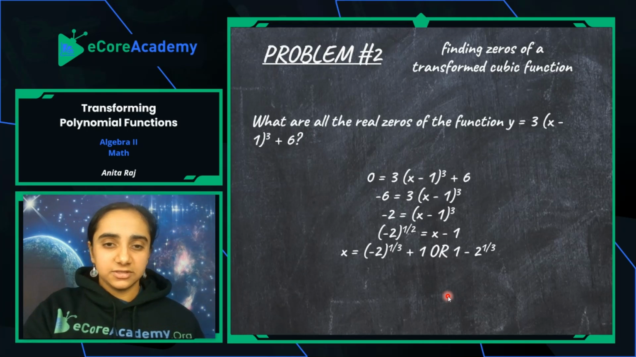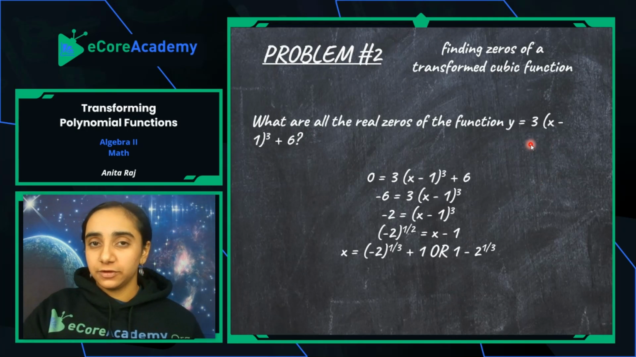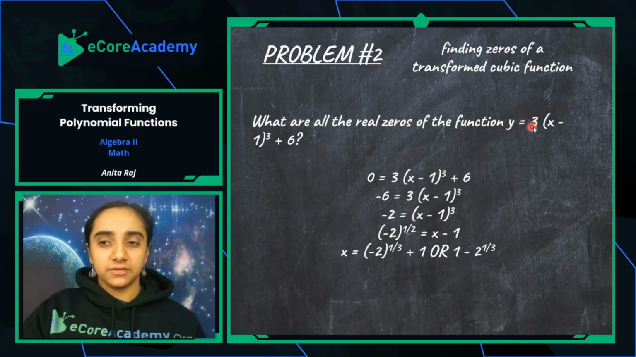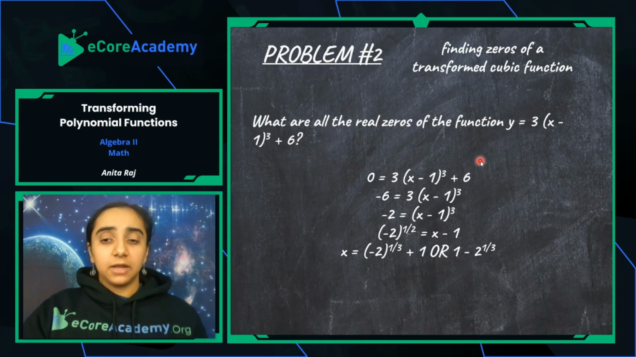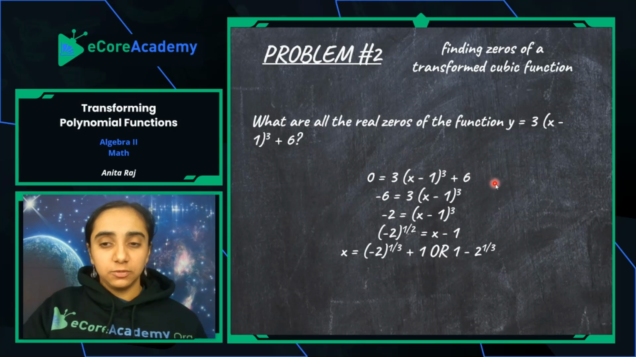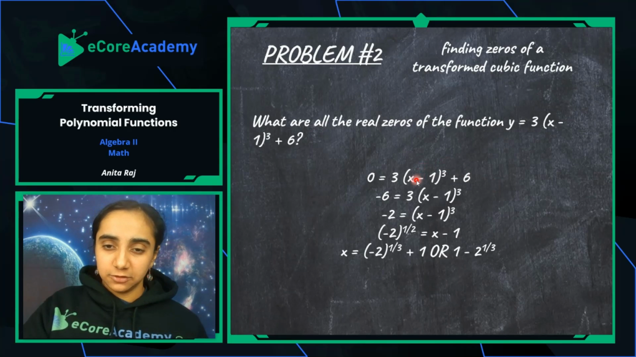So problem number 2, finding zeros of a transformed cubic function. Same theme, but a different situation where we're actually given values for a, h, and k. So what are all the real zeros of the function y equals 3, this is our a, times (x minus 1), 1 is our h, cubed plus 6, which is our k? And again, we're just going to set this equal to 0. So 0 equals 3 times (x minus 1) cubed plus 6. We're trying to get x by itself again. So we're going to subtract our k value, which is 6, from both sides. So negative 6 equals 3 times (x minus 1) cubed.